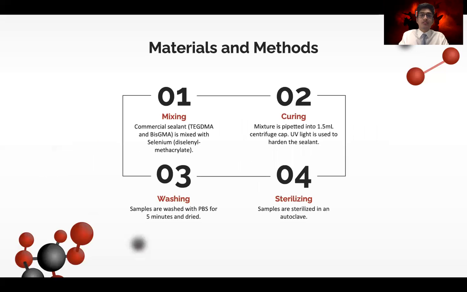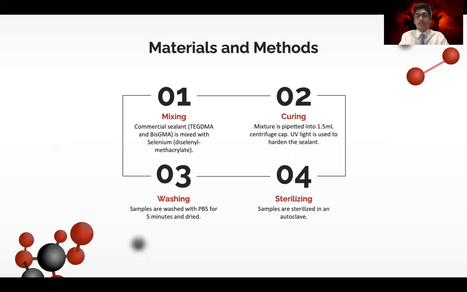There are 4 main steps that we did in conducting this experiment. First, we mixed commercial sealant with selenium. The commercial sealant was comprised of TEG-DMA as well as bis-GMA, and the selenium was a diacetyl methacrylate. These are all just polymers that harden under UV light.